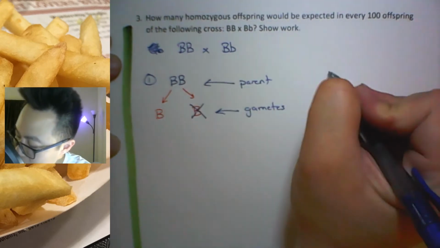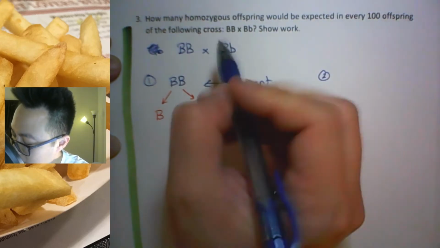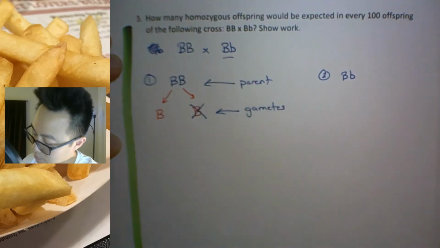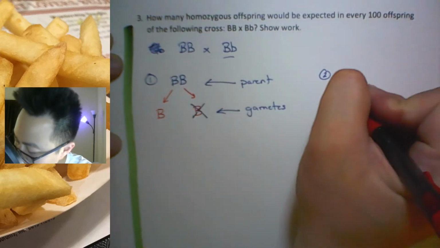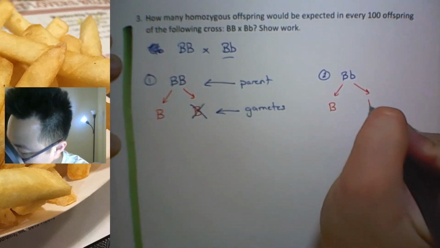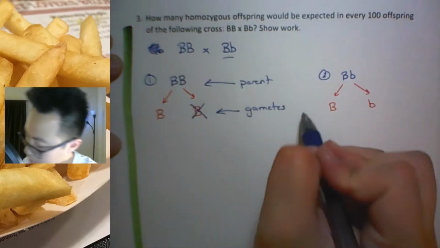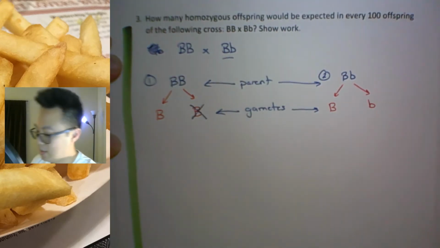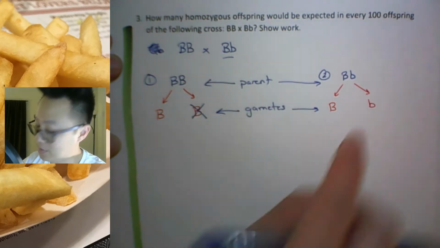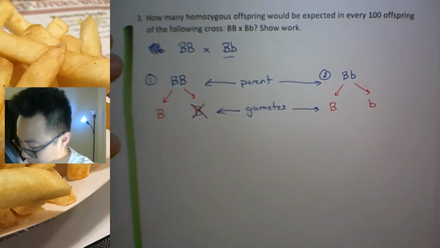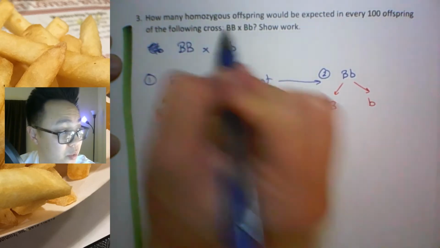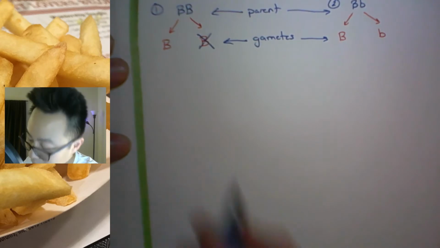Okay. Do the same for the second parent. And the second parent here is big B, little b. Next step is to determine the gametes. Big B, little b. Okay. Secret step, cross out any duplicates. We don't have any duplicates. They're all different, so we hang on to them all. Right. So now we need to do a cross. That's what our problem is asking for. So that is automatically our Punnett square.